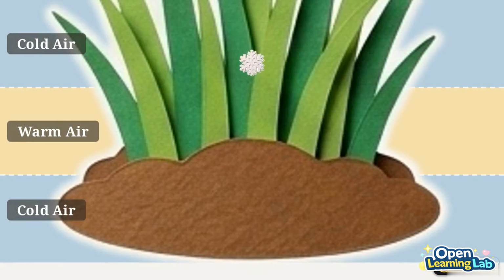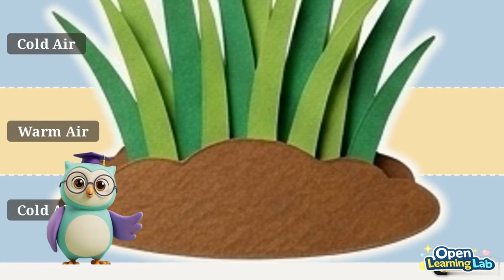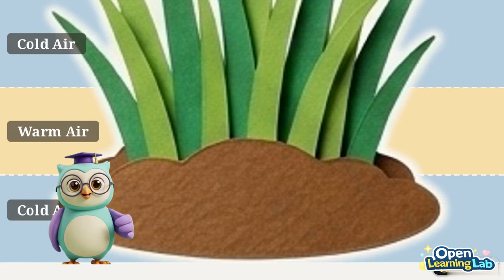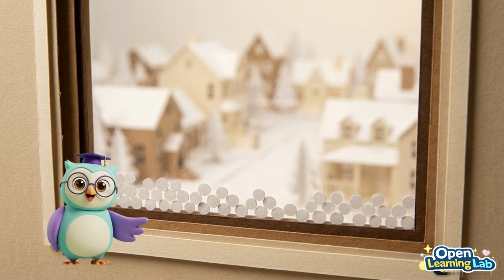Let's lock it in. Sleet starts as snow, melts into rain in a warm layer, and then refreezes into bouncy ice pellets before it hits the ground. The next time you hear ice ticking against your window, tell a parent about the cold, warm, cold sky sandwich that created it.